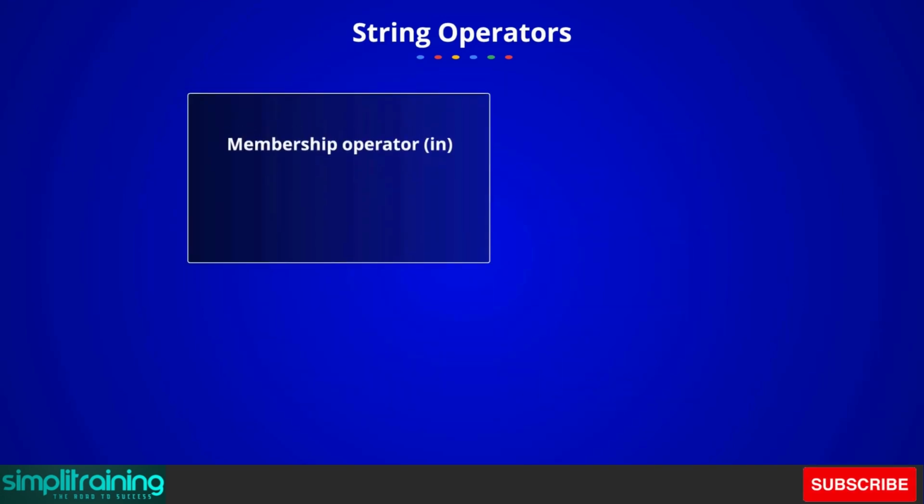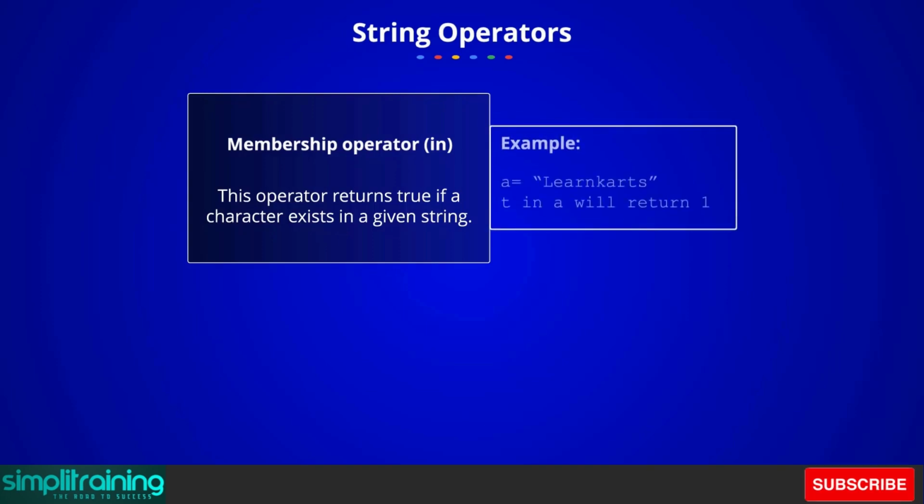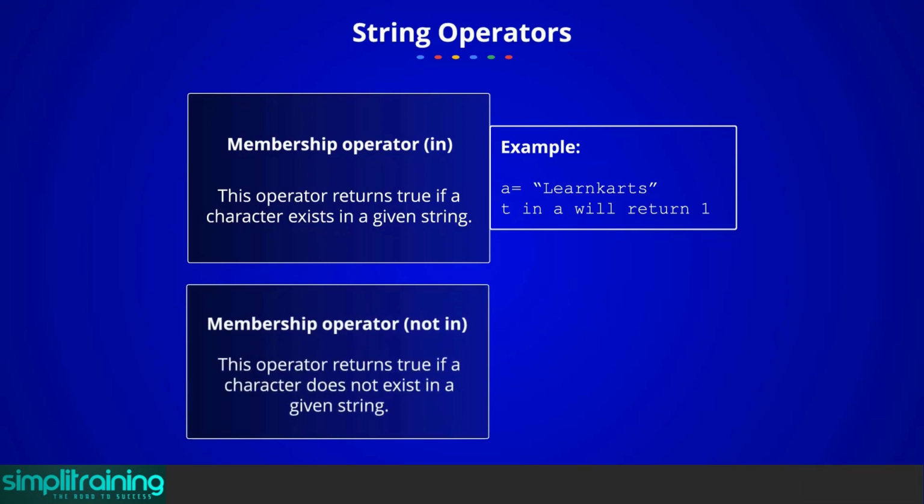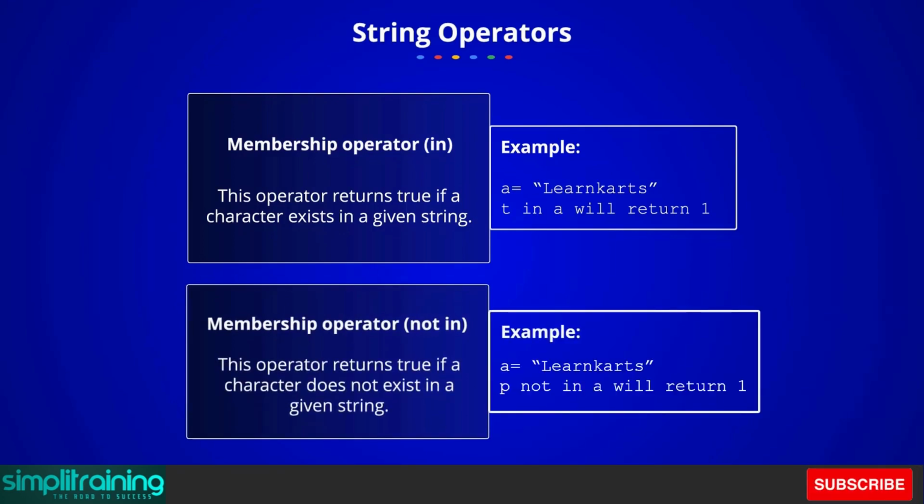Membership operator in. This operator returns true if a character exists in a given string. A equals "learn cards". T in A will return 1 since T exists in the given string "learn cards". Membership operator not in. This operator returns true if a character does not exist in a given string. For example, A equals "learn cards". P not in A will return true since P does not exist in the string "learn cards".